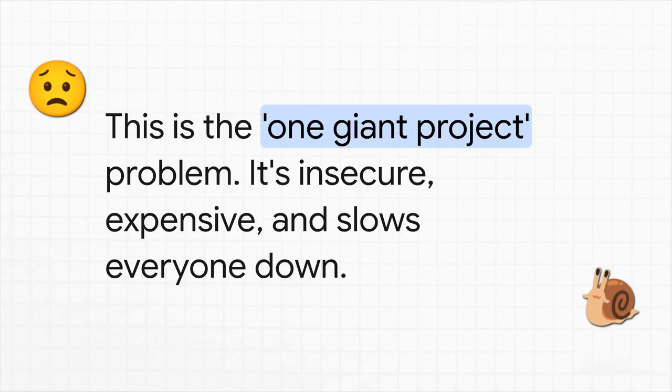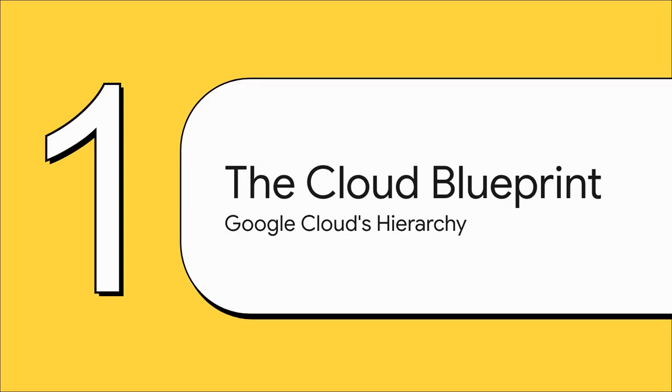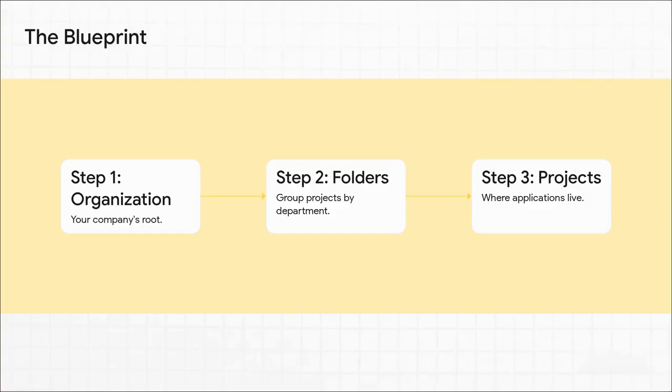The only way to fix it is with a proper blueprint. And that blueprint is actually built right into the structure of Google Cloud itself. So instead of that one messy room, we're going to build a super organized, multi-level digital skyscraper. Now, the whole foundation for this thing really rests on three core pieces that build on each other. It all starts with the organization, then you have folders, and finally, projects. Let's break down what each one actually does.